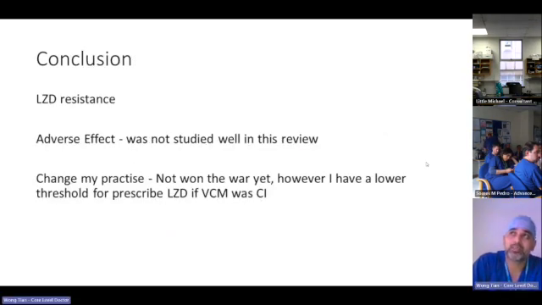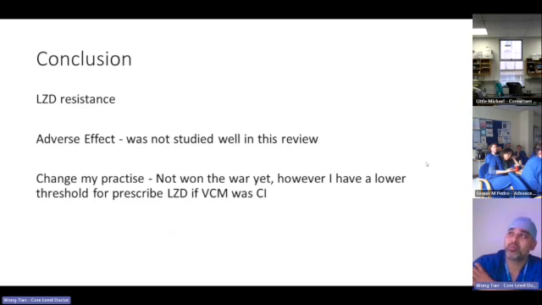So in conclusion, basically, linezolid can cause resistance. I mean, we will soon enough, if we start using it, we're going to start getting resistance to linezolid as well, as we've seen with other antibiotics like VREs. Adverse effects as well was not really well studied in this review. Would I change my practice as a result of it?